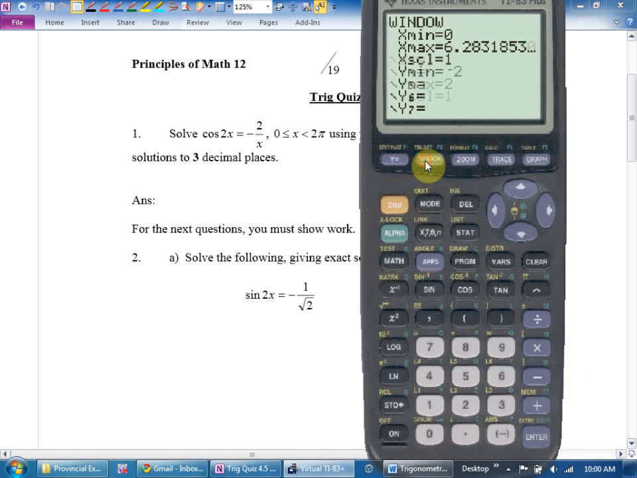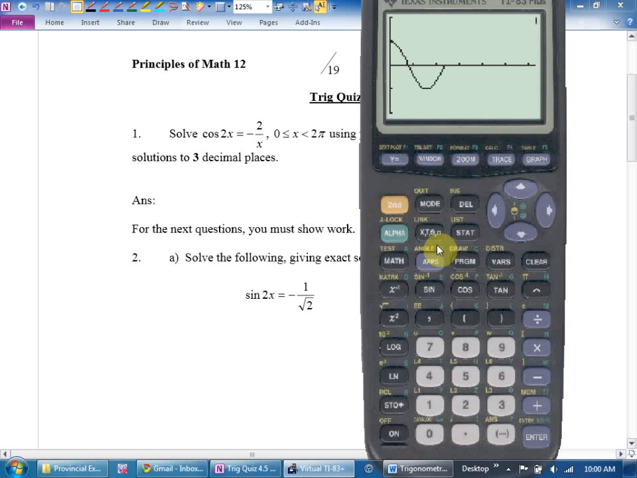0 to 2 pi, 0 to 2 pi. You know what? I think this window will work. If not, I'll just make it bigger. Well, that looks pretty good. How many answers? Two. First one, second function, calculate, intersection. First curve, second curve, guess. First one is at 4.177.